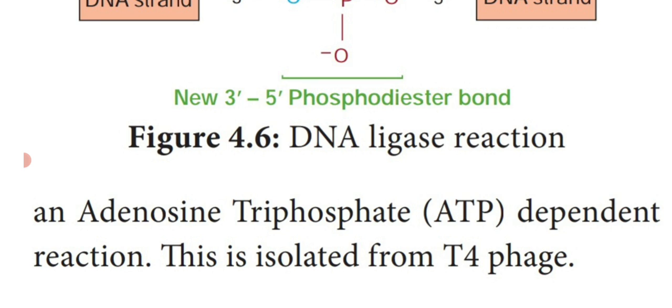This DNA ligase is isolated from the T4 bacteriophage. This is an important 1 mark question. Okay. So restriction enzymes are isolated from the E. coli bacteria. The DNA ligase is isolated from the T4 bacteriophage.